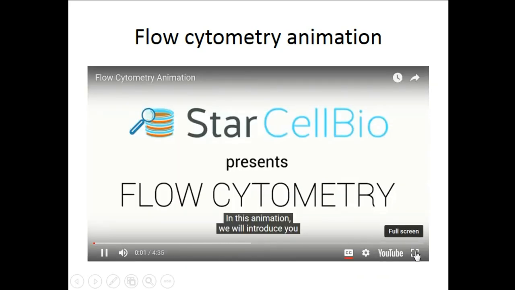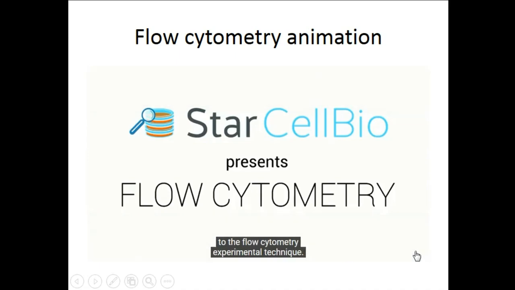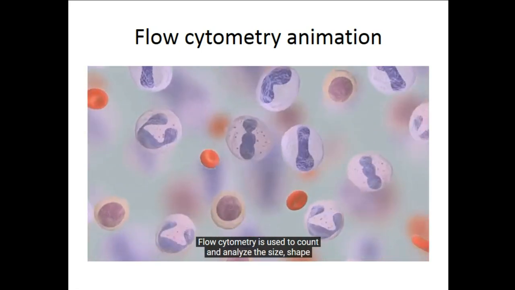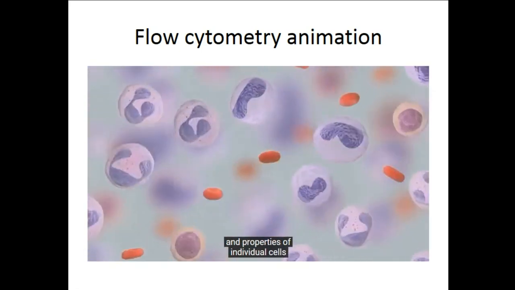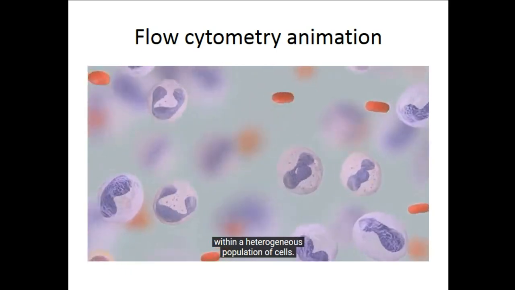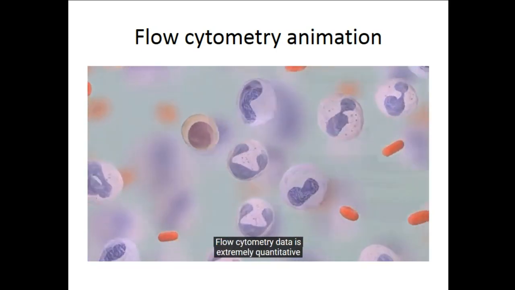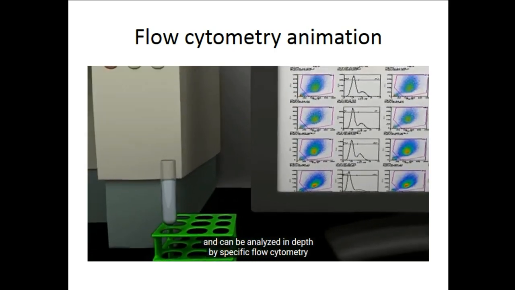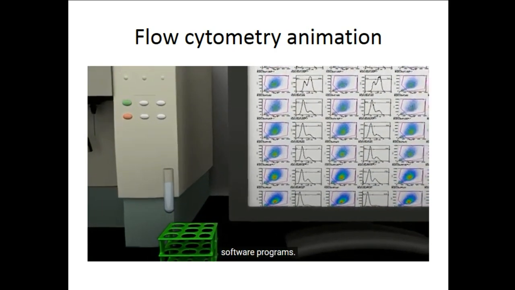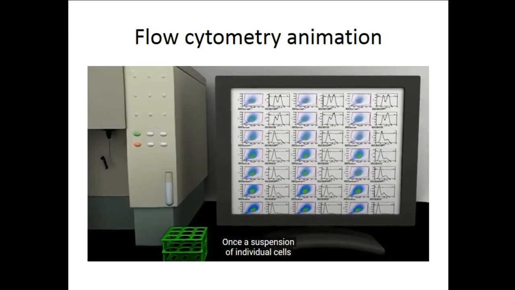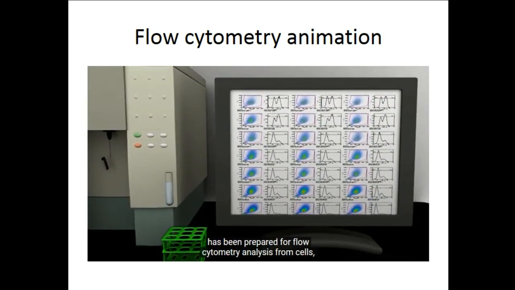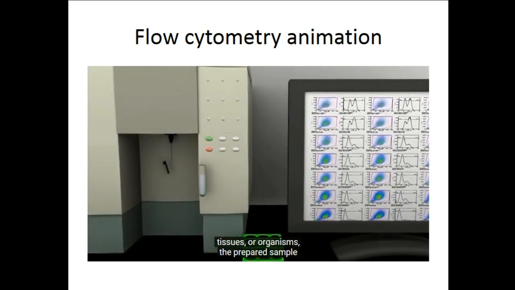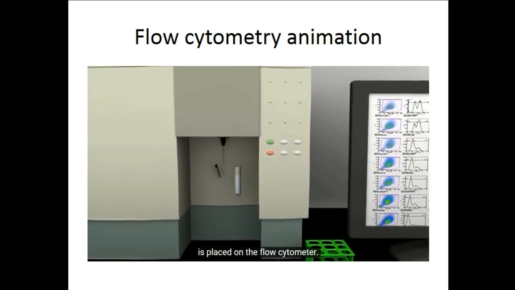In this animation, we will introduce you to the flow cytometry experimental technique. Flow cytometry is used to count and analyze the size, shape, and properties of individual cells within a heterogeneous population of cells. Flow cytometry data is extremely quantitative and can be analyzed in depth by specific flow cytometry software programs. Once a suspension of individual cells has been prepared for flow cytometry analysis from cells, tissues, or organisms, the prepared sample is placed on the flow cytometer.